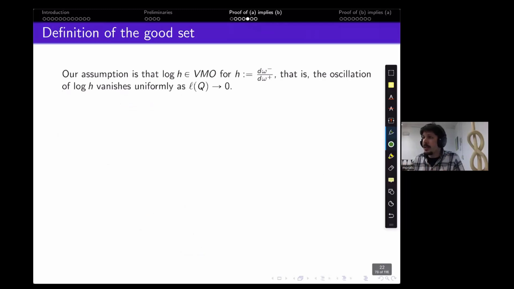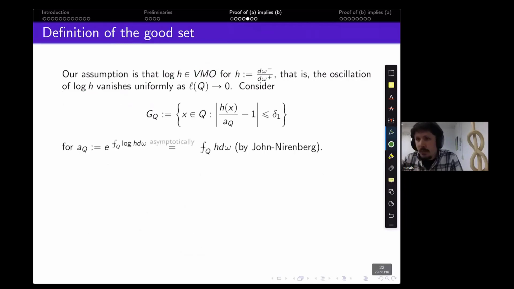Now our assumption. What is our assumption for the good set? The assumption for the theorem is that the logarithm of the density is in VMO with respect to omega. So the oscillation of the logarithm of h vanishes uniformly. Now we use this for the definition of the good set. Our first approach to the good set is this one. Take the points in the cube such that h of x divided by a_q minus 1 is small. What is a_q? a_q is this thing. And by John-Nirenberg, asymptotically, this is the same as writing this.